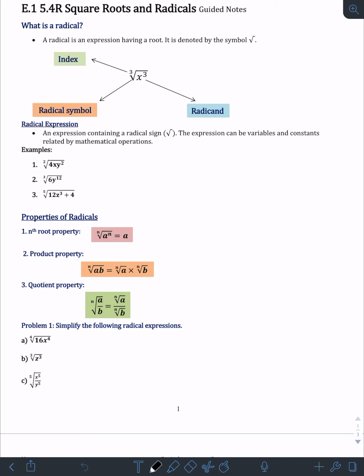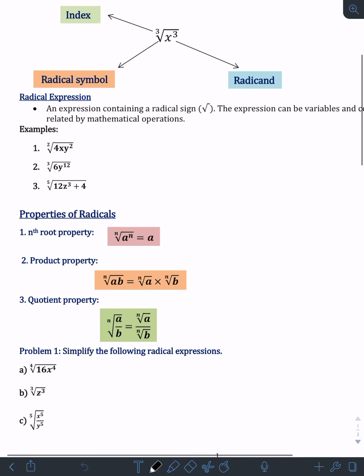symbol. So this number here, this little 3, this is a cubed root, and that's what it means, but the little 3 is called an index. The symbol is called a radical symbol, and the number or the expression underneath the radical is called the radicand. So a radical expression is an expression containing a radical sign, and the expression can be variables, constants, and related by mathematical expressions. So there are some examples there.